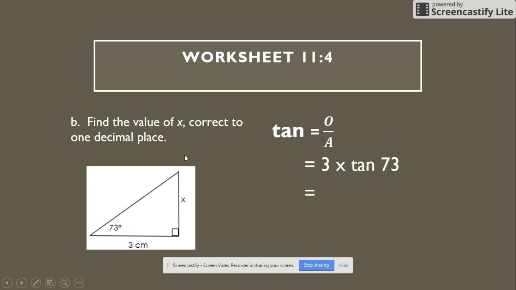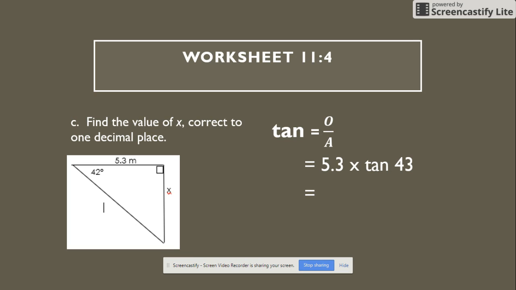Okay, then we go to B. So B, we know that this is tan, and we know it's tan because we've got something going on with the opposite side, and we've got something going on with the adjacent side, okay? So we go 3 times by tan 73, and write your answer to show all your working out.